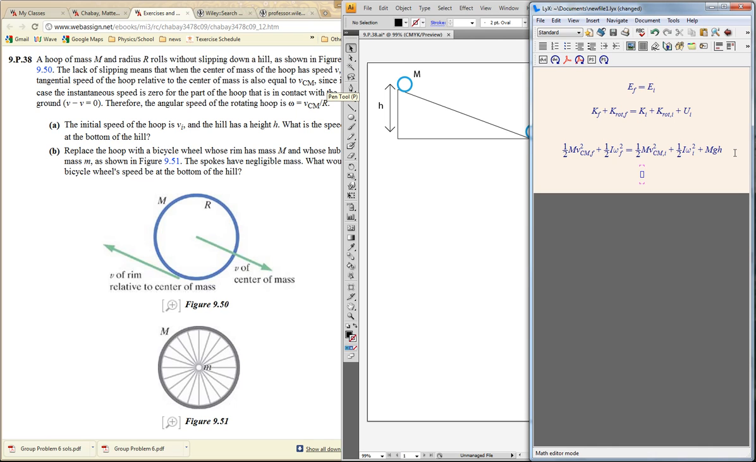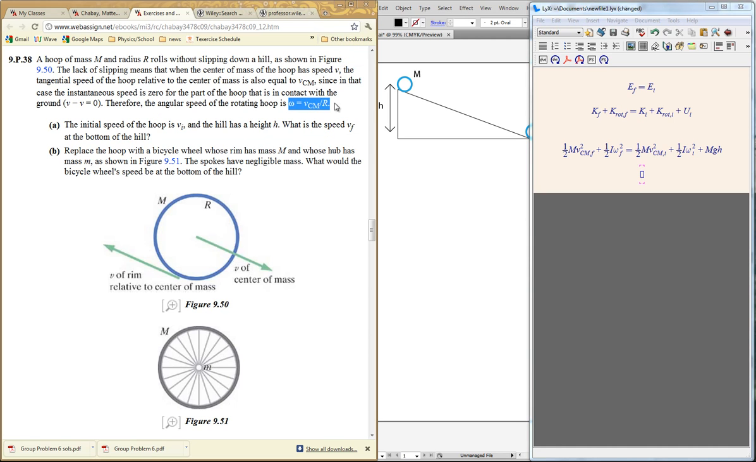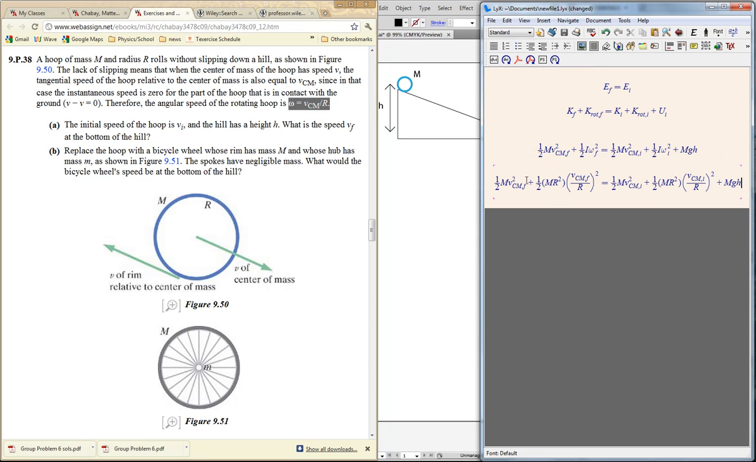What we can do now is use the fact that we have a hoop, which means the moment of inertia is MR squared. And since it's not slipping, as the problem tells us, the angular speed is just the center of mass velocity divided by the radius. For an explanation of why that's true, you can consult the text. So I substituted MR squared for the moment of inertia and VCM over R for omega, using the final or initial center of mass velocity, depending on whether we're talking about the final or initial state.